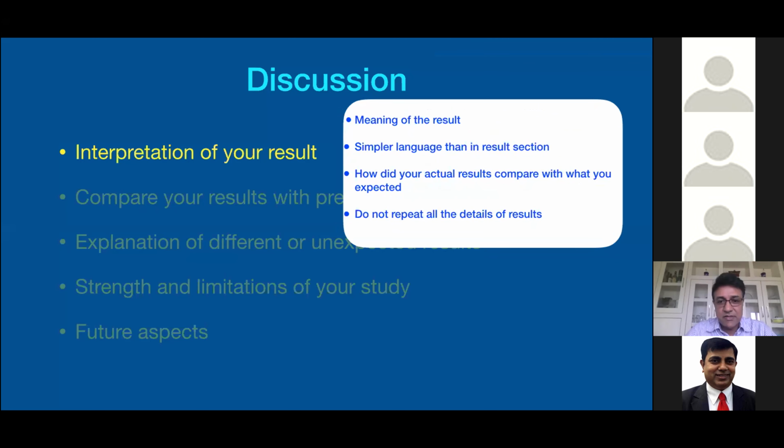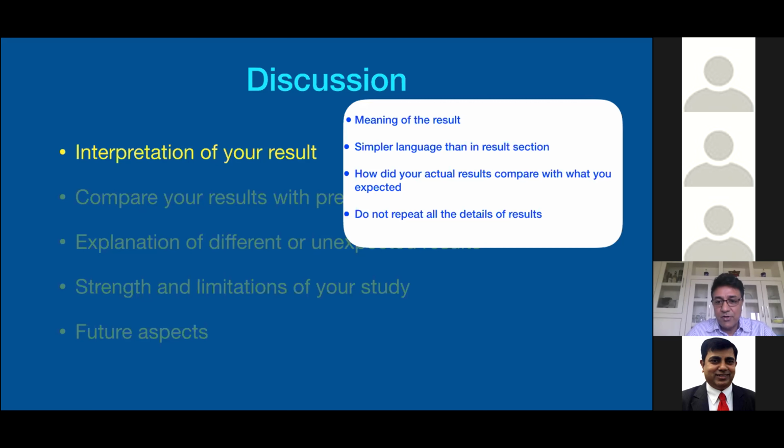In the result section, as Professor Mohan said, there could be the p-value, the odds ratio. If everything is written in the result, it has to be in simpler language. It should be explained in simple language. What it means is in the discussion section. And how does your actual result compare with your expected? Sometimes your result might vary from what you expected, your hypothesis, and that you should write in the discussion.